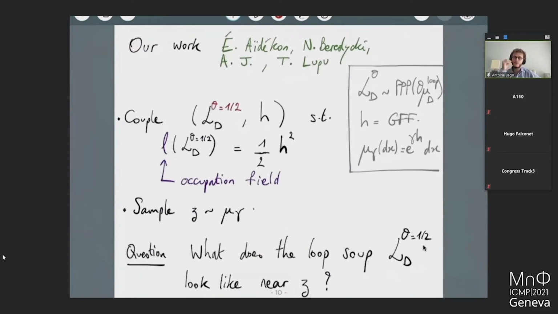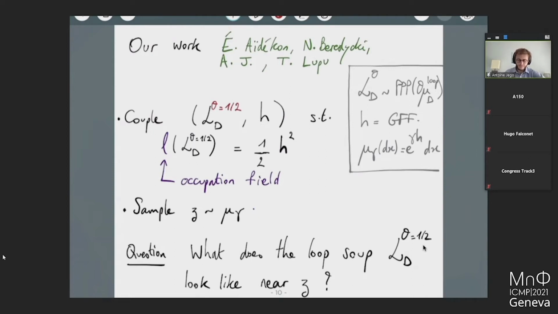So far I introduced three objects: Brownian loop soup, Gaussian free field, and Liouville measure. And so our work with Eli, Nathanael, and Titus appeared this morning on the arXiv. The goal of this work is to understand the relationship between these objects.